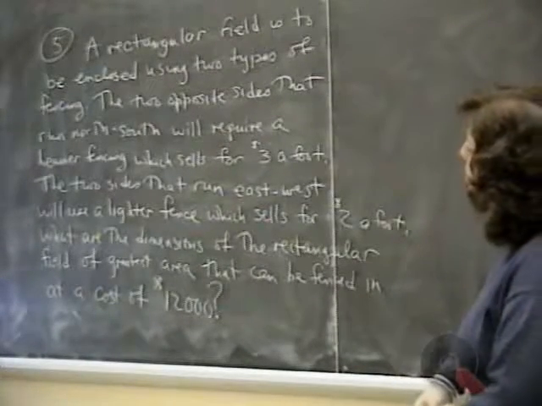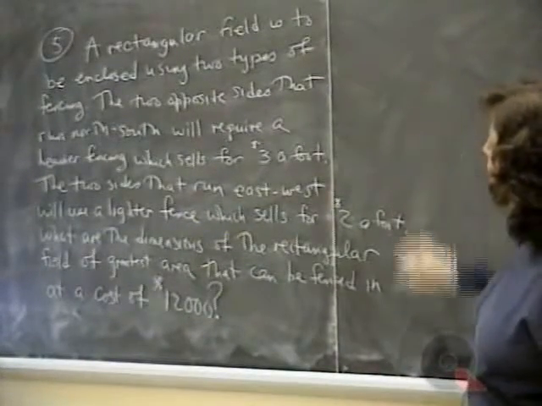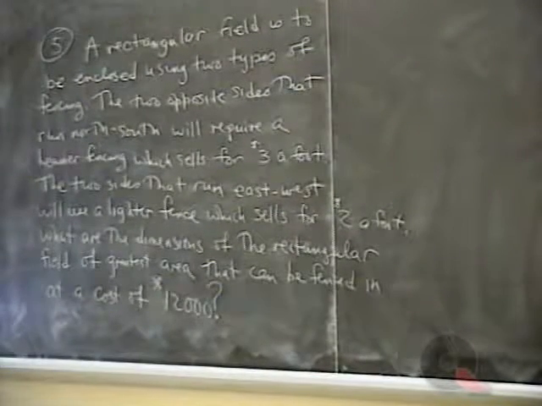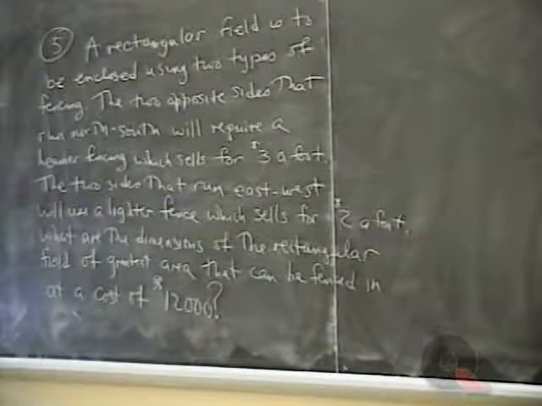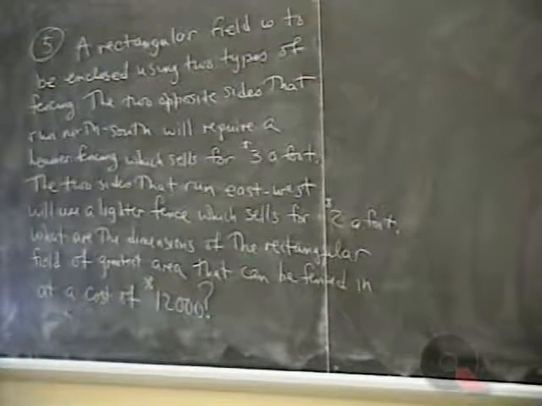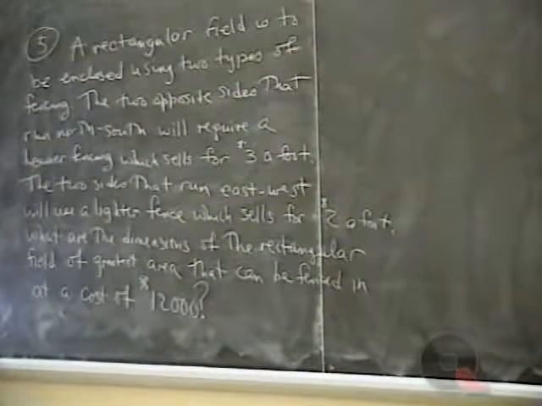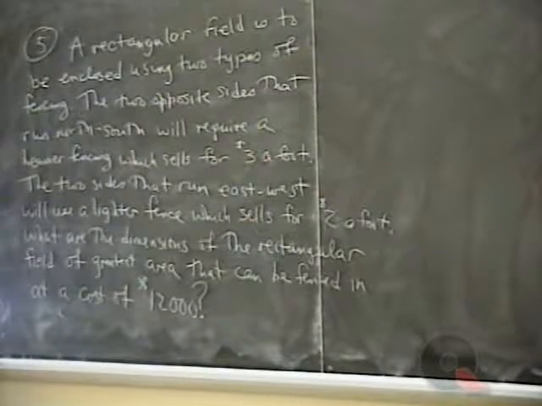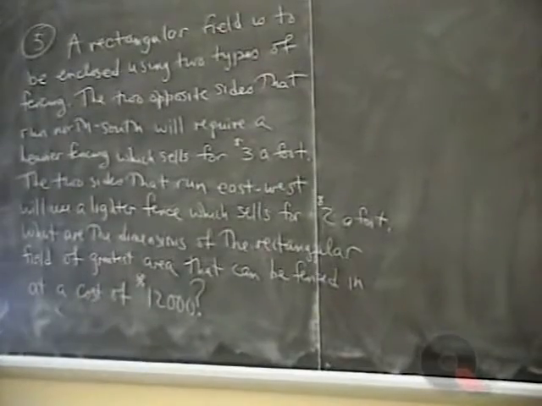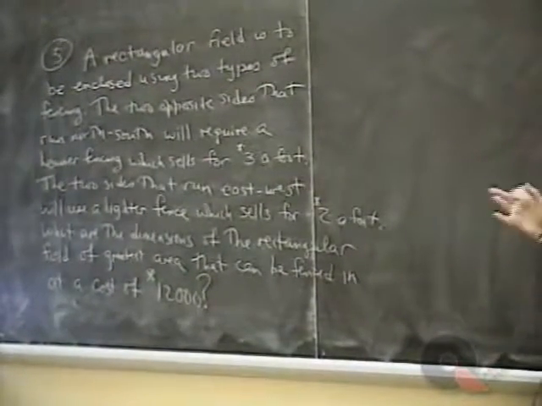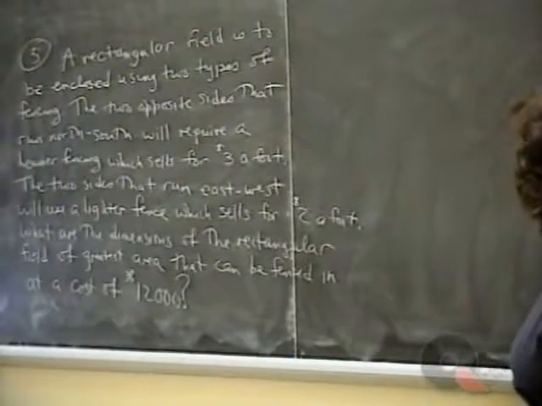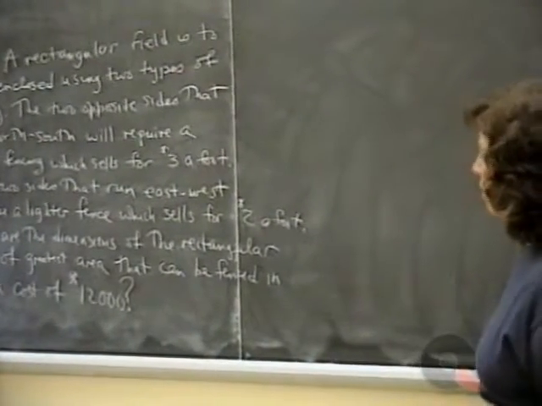Okay, in this problem, the last one on this videotape, we have a rectangular field to be enclosed using two types of fencing. The two opposite sides that run north-south will require a heavier fencing, which sells for $3 a foot. The two sides that run east-west will use a lighter fence, which sells for $2 a foot. What are the dimensions of the rectangular field of greatest area that can be fenced in at a cost of $12,000? We have a limited amount of money that we can spend on fencing. So in a sense, a limited amount of fencing, and yet we need to enclose the greatest possible area that we can.